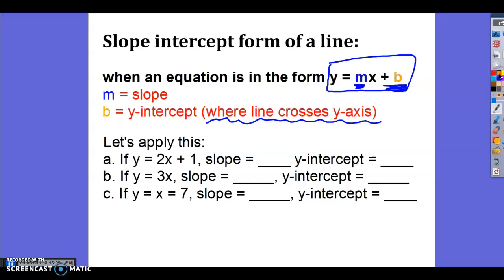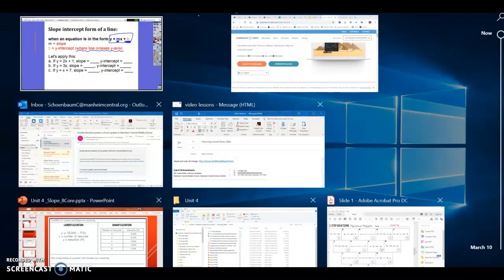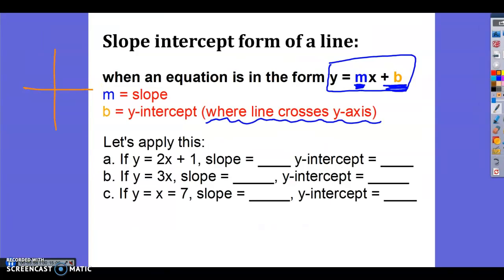So if we have a grid like this, remember this is the x-axis, this is the y, so the y-intercept is where your line is crossing that y-axis. Now let's apply that. If I give you an equation, can you pick out the slope and pick out the y-intercept? So remember, slope is what is in front of the x, y-intercept is the number that's all by itself. So if we look at the first equation, y equals 2x plus 1, the slope would be 2, the y-intercept would be 1.